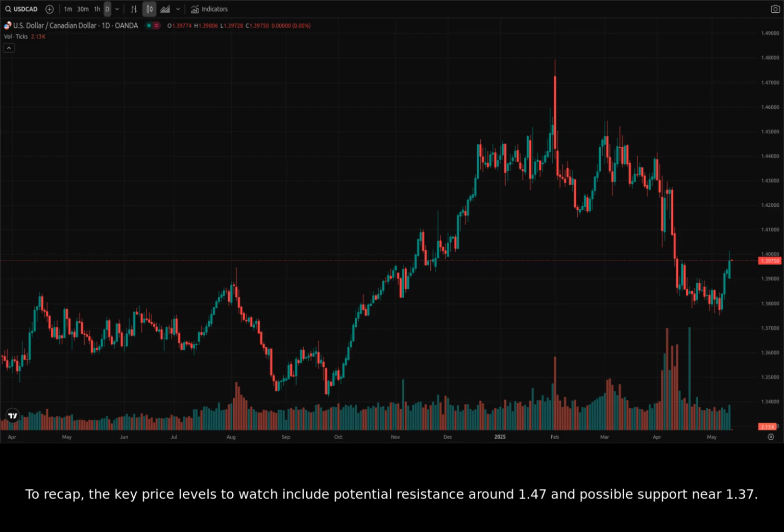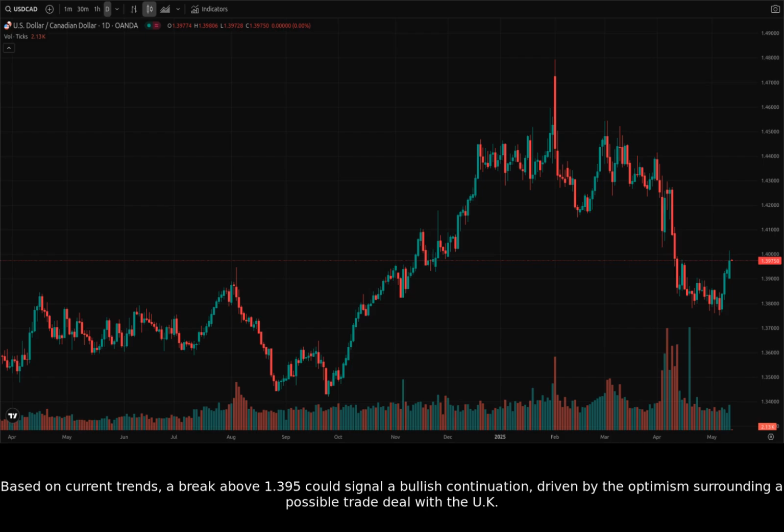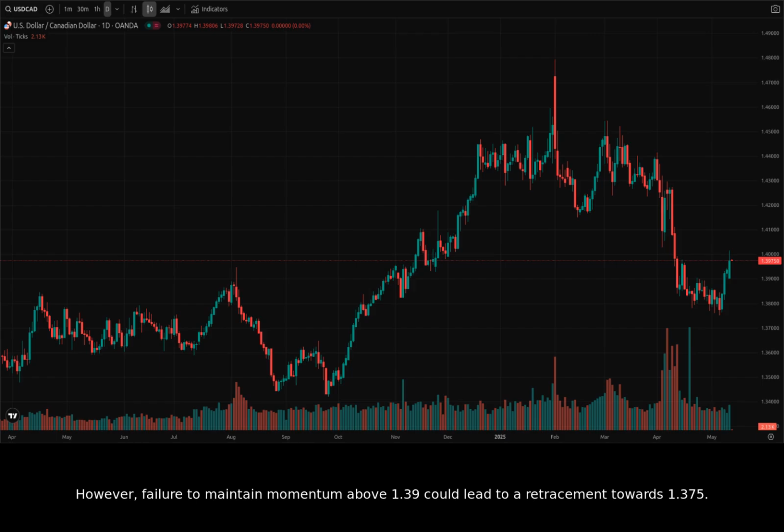To recap, the key price levels to watch include potential resistance around 1.47 and possible support near 1.37. Based on current trends, a break above 1.395 could signal a bullish continuation, driven by the optimism surrounding a possible trade deal with the UK. However, failure to maintain momentum above 1.39 could lead to a retracement towards 1.375.